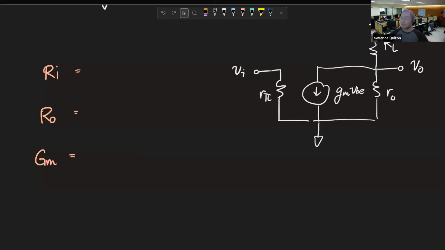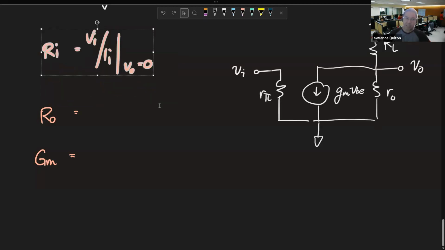Can you start first with you? What is your idea for this? Whether you're actually Vin over Iin given no load. No? So this is correct. Vin over Iin given no load. And so no load condition, I will choose to be V out equals 0. No? To keep things simple. So that's Rin. All right?